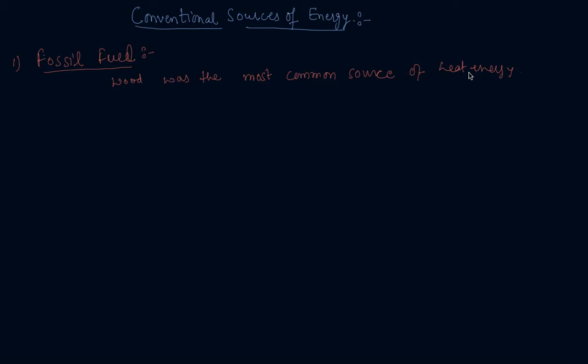The exploitation of coal as a source of energy made the industrial revolution possible. So we were mainly dependent on what? Coal. This was the most conventional source of energy we had earlier. The exploitation of coal as a source of energy made the industrial revolution possible.